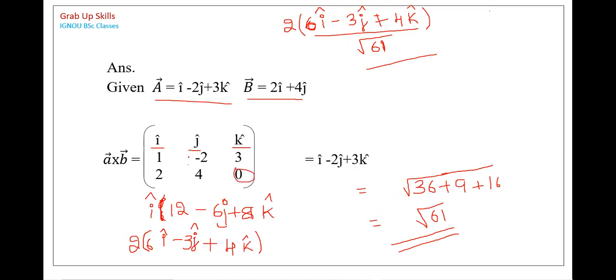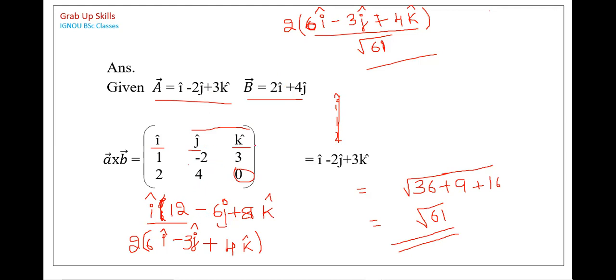Now how will we do the matrix multiplication? Suppose we are doing it for the i cap. Then we will cross this line, so we consider only this part, j cap and k cap, and do the cross multiplication. Minus 2 into 0 is 0, and 3 into 4 is 12. So we got 12 i cap. Then moving on to j cap, minus into plus here would be minus, so we have taken it as minus.